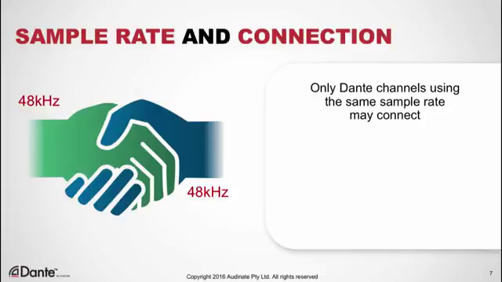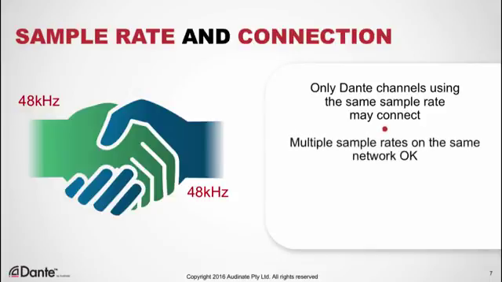Recalling the description of sample rate earlier, we know that it's key to communicating digital audio. Because Dante doesn't convert sample rates, you may only connect channels of devices that are running at the same sample rate. If you attempt a subscription between channels with unequal sample rates, you will receive a clear error message. Now, you may use different sample rates at one time on a Dante network, but only devices with common sample rates will be able to connect.